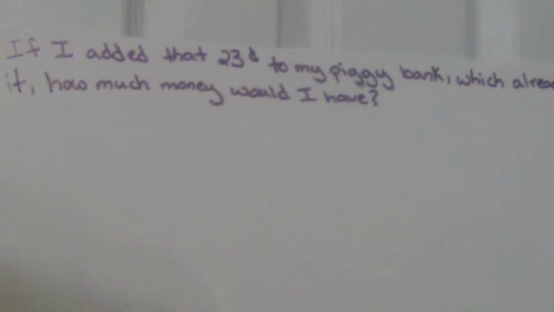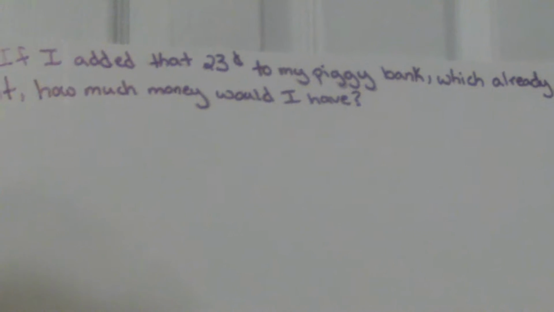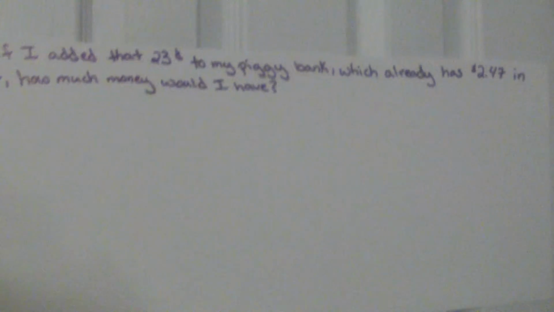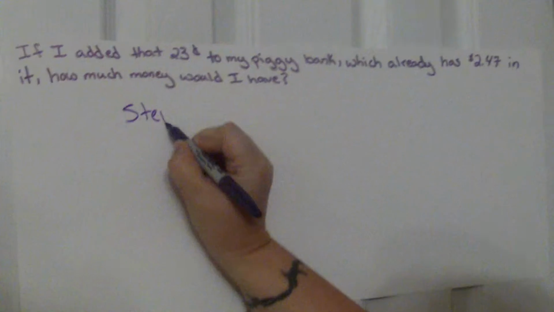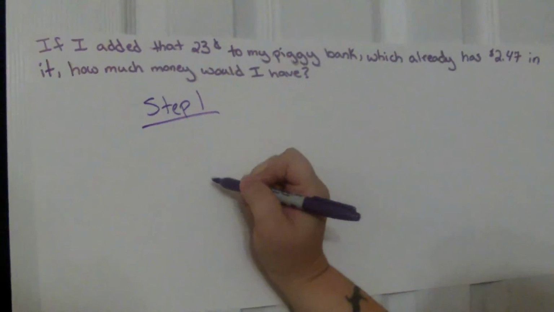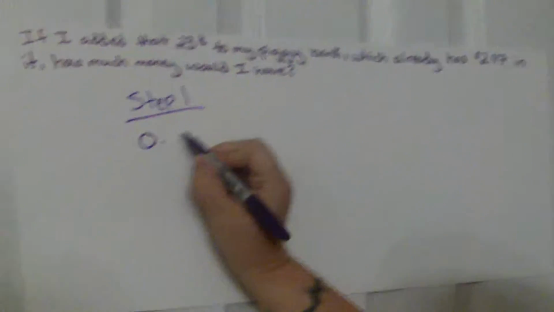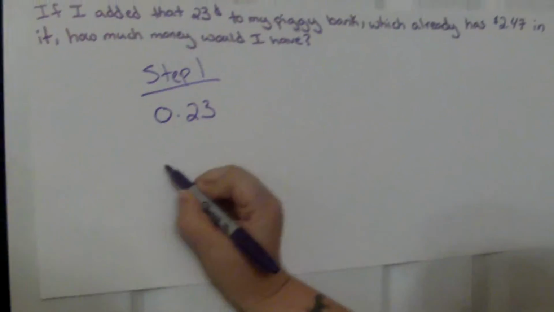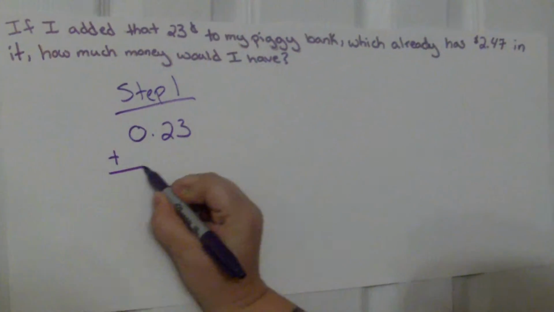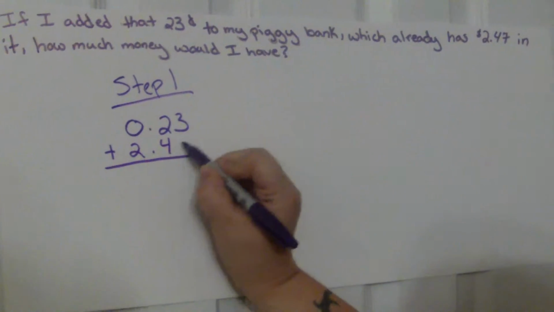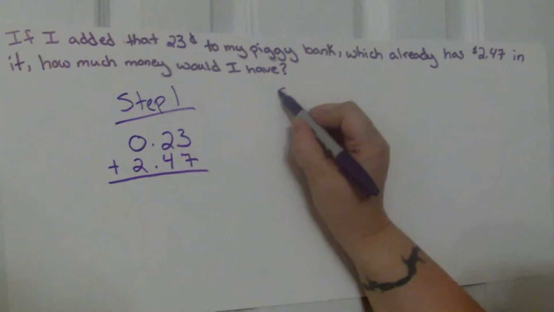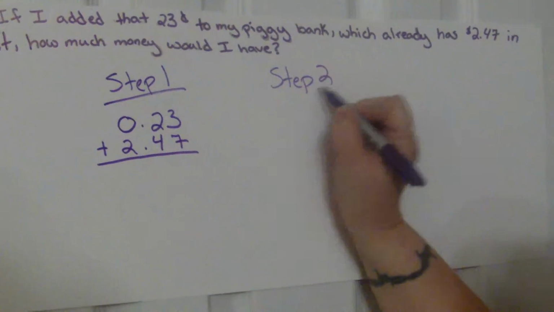Now let's look at some word problems. If I added that 23 cents to my piggy bank, which already has $2.47 in it, how much money would I have? So step 1, we want to write our problem. So we know that we've got the 23 cents that we counted earlier, and we're adding it to our piggy bank. The piggy bank has $2.47 in it.